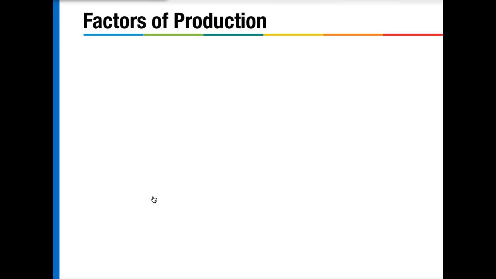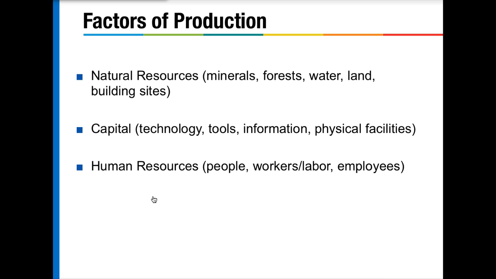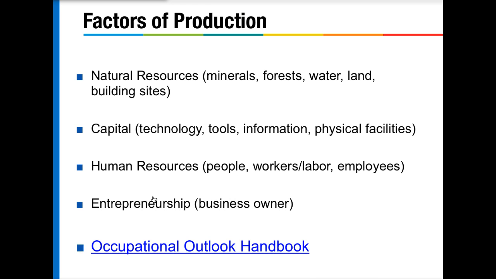Okay, let's look at some factors of production. Obviously, there are things like natural resources, any type of minerals, water, land. When you think of a natural resource, one of the most popular items that comes to mind is gasoline, coal, these type of things.